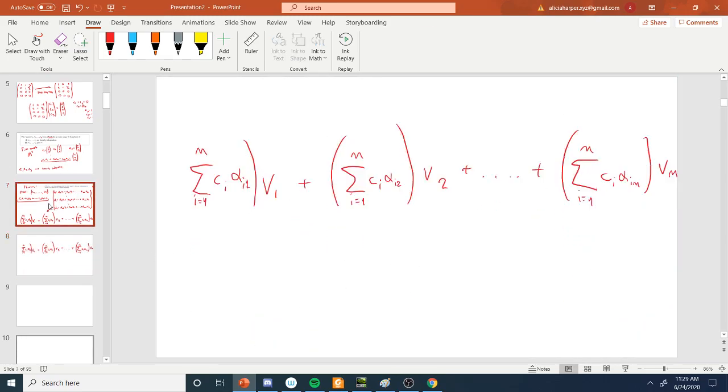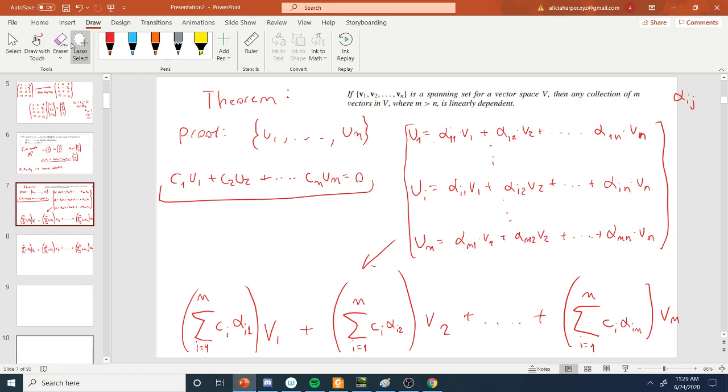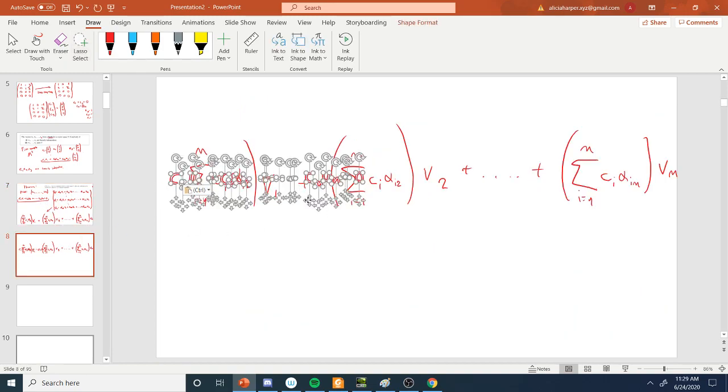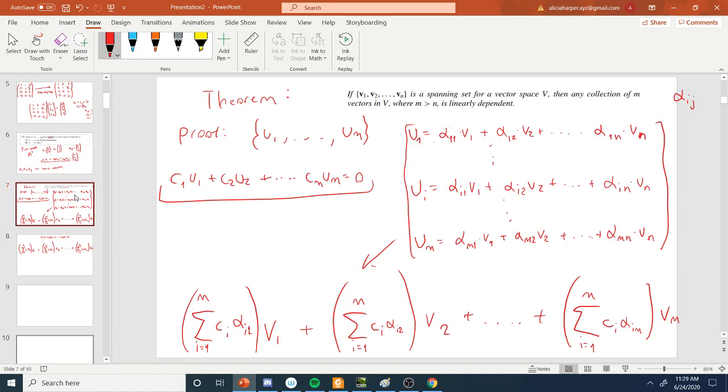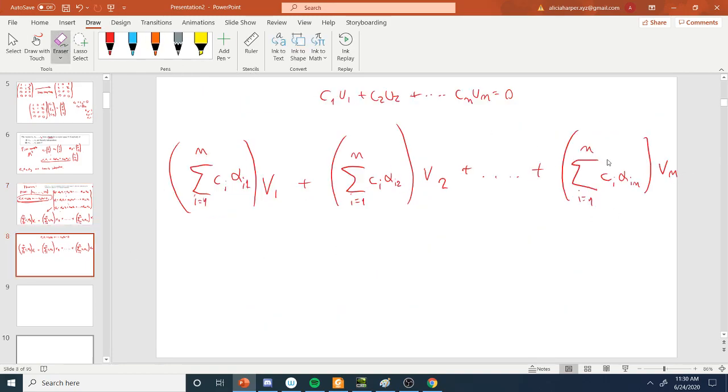So let's think of what we've done so far. We started with a combination of the vectors u1 through um, and we had it equal to 0. And then, using the fact that v1 through vn formed a spanning set, we re-expressed this linear combination in terms of a linear combination of the vectors v1 through vn. I'm sorry, this is correct. The only thing I had incorrect was this should be vn. So let me fix that over here as well. Now everything's good.